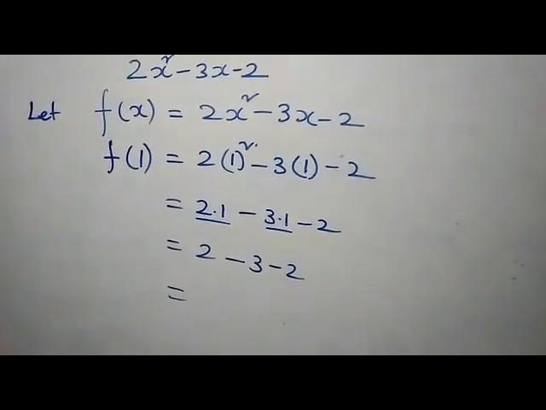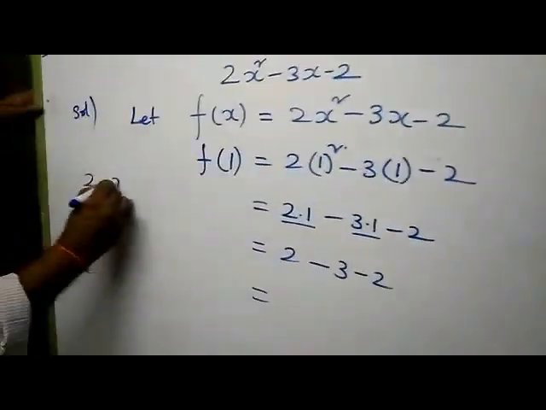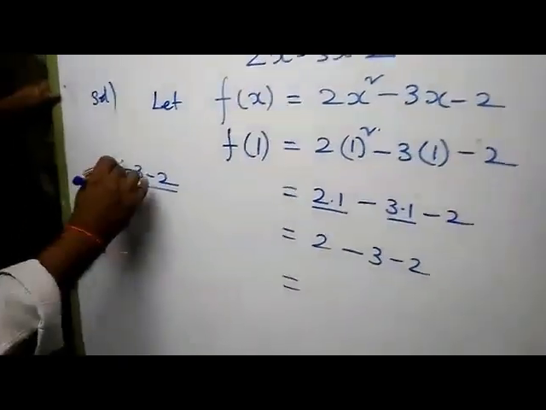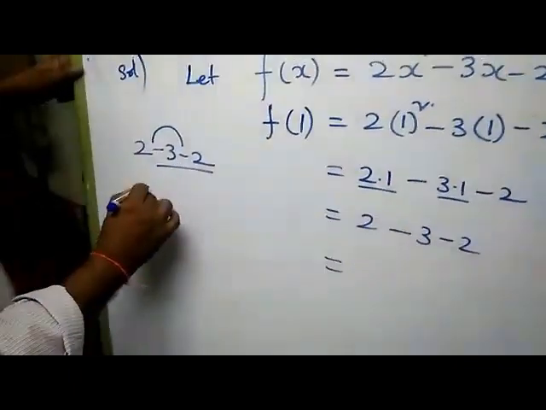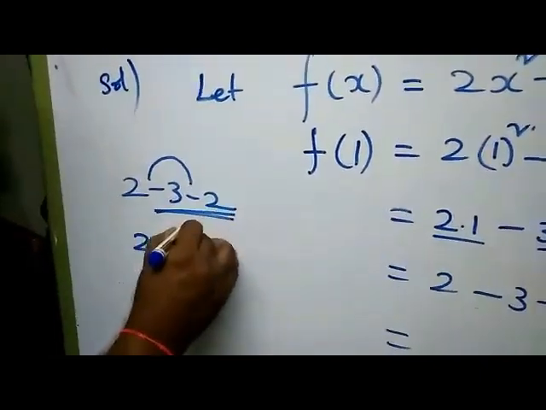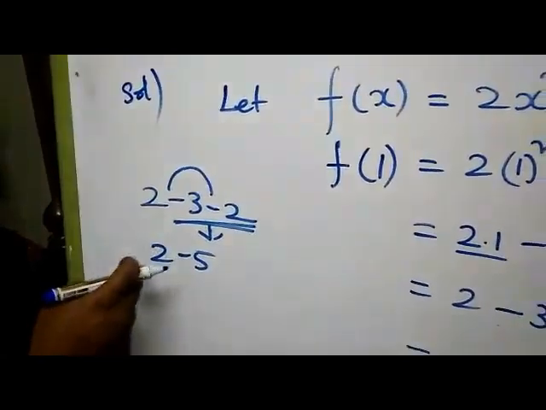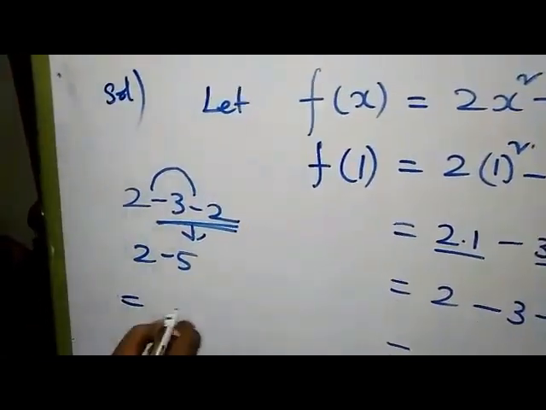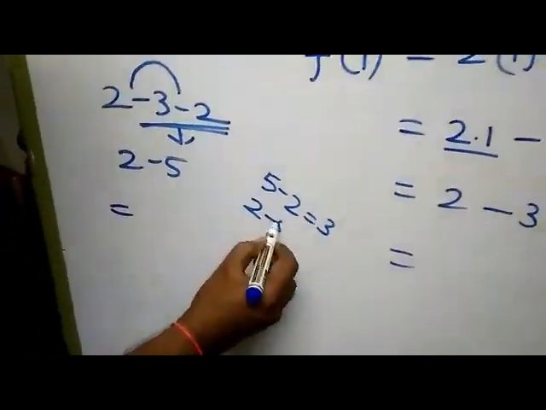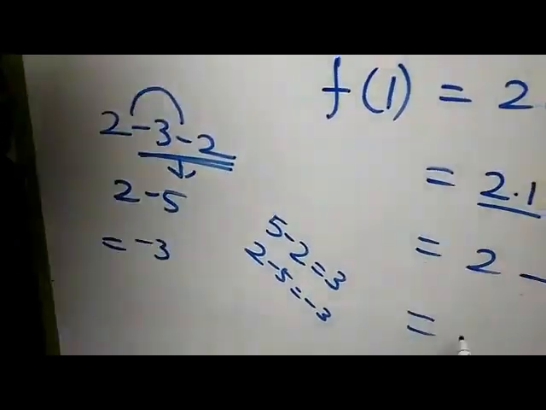Simplify that value: 2 minus 3 minus 2. Actually, if you add these two, minus 3 minus 2, the answer is minus 5. So 2 minus 5 is equal to, if you know 5 minus 2 is equal to 3, automatically 2 minus 5 is equal to minus 3. The value is minus 3.